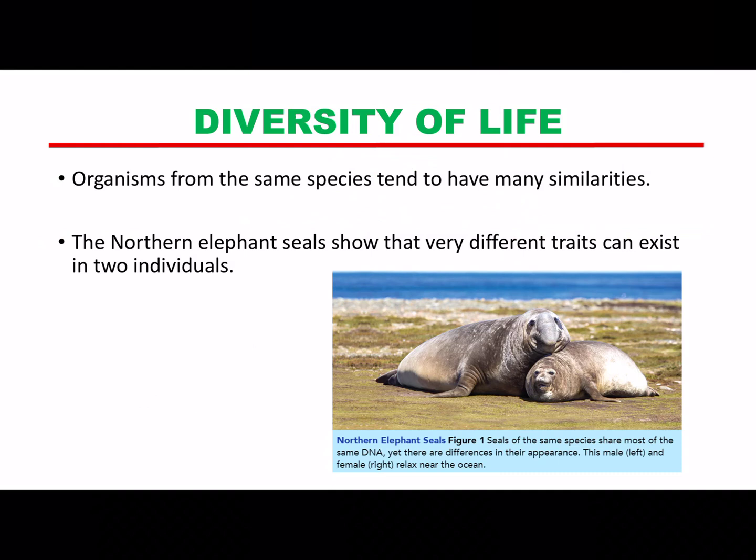Diversity of life. Organisms from the same species tend to have many similarities. The northern elephant seals show that very different traits can exist in two individuals. This is figure 1. Seals of the same species share most of the same DNA, yet there are differences in their appearance. This male on the left and female on the right relax near the ocean.